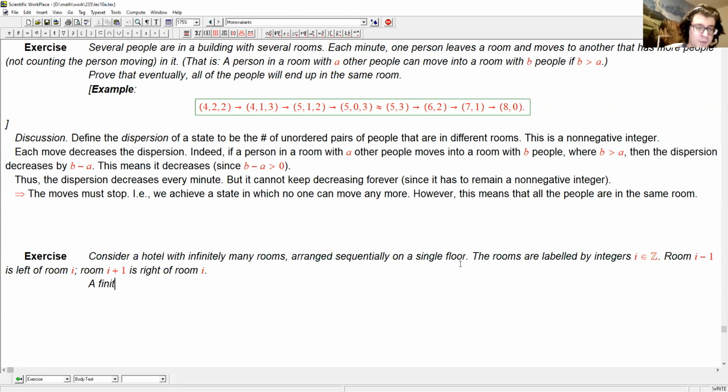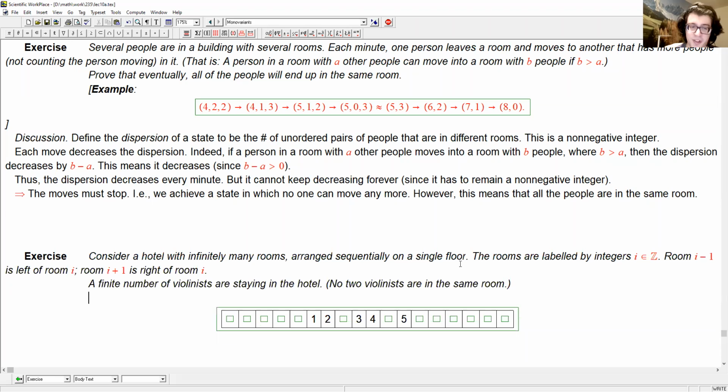A finite number of violinists are staying in the hotel. No two violinists are in the same room, so no roommates. So here is an example. I'm gonna mess around with this example a bit more afterwards.